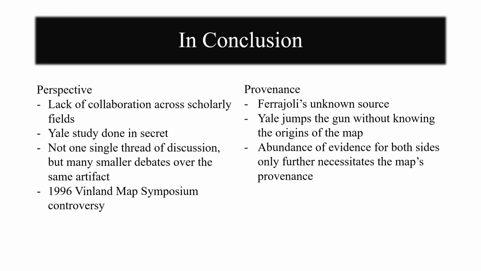For his part, Lawrence Witten, in his essay written for the 1995 version of Yale's Vinland Map and Relation, documents the desperate attempts to convince Ferrajoli to give up his source on the map, only for Ferrajoli to dodge every question. The Yale research team declared the map authentic despite not knowing the source. This isn't to say that there wasn't any reason to believe the map was real.